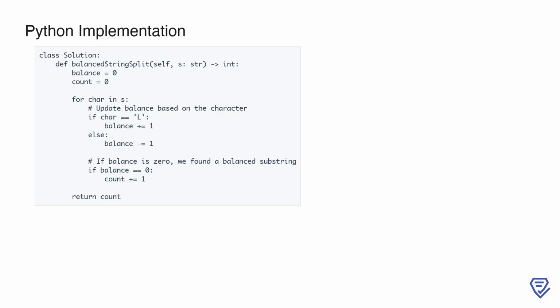The function iterates through each character in the string S. If the character is L, it increments the balance by 1, and if the character is R, it decrements the balance by 1. This way, the balance variable reflects whether we have an excess of L characters, positive balance, or R characters, negative balance. Whenever the balance becomes 0, it indicates that we have found a balanced substring. At this point, the count variable is incremented by 1. Finally, after traversing the entire string, the function returns the value of count, which represents the maximum number of balanced substrings that can be obtained from the input string.